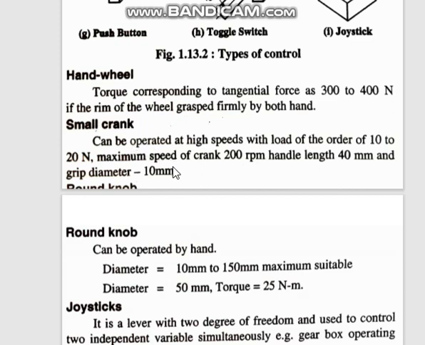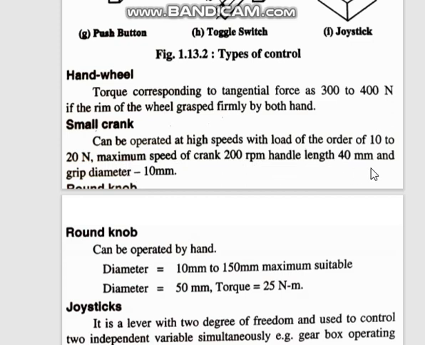Then small crank. The crank can be operated at high speeds with load of order 10 newtons, 20 newtons. Maximum speed of crank is 200 rpm. Handle length is 40 millimeters.